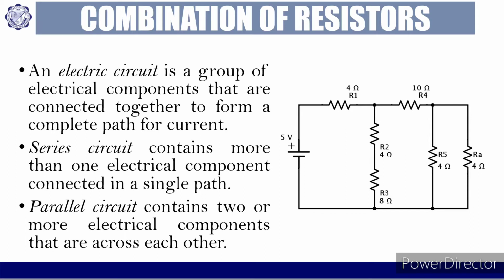Let us talk about the combination of resistors. The electric circuit is a group of electrical components that are connected together to form a complete path for current, shown in our illustration. A series circuit contains more than one electrical component connected in a single path. And a parallel circuit, on the other hand, contains 2 or more electrical components that are across each other. So the keyword for series is single path, and for parallel, across each other.